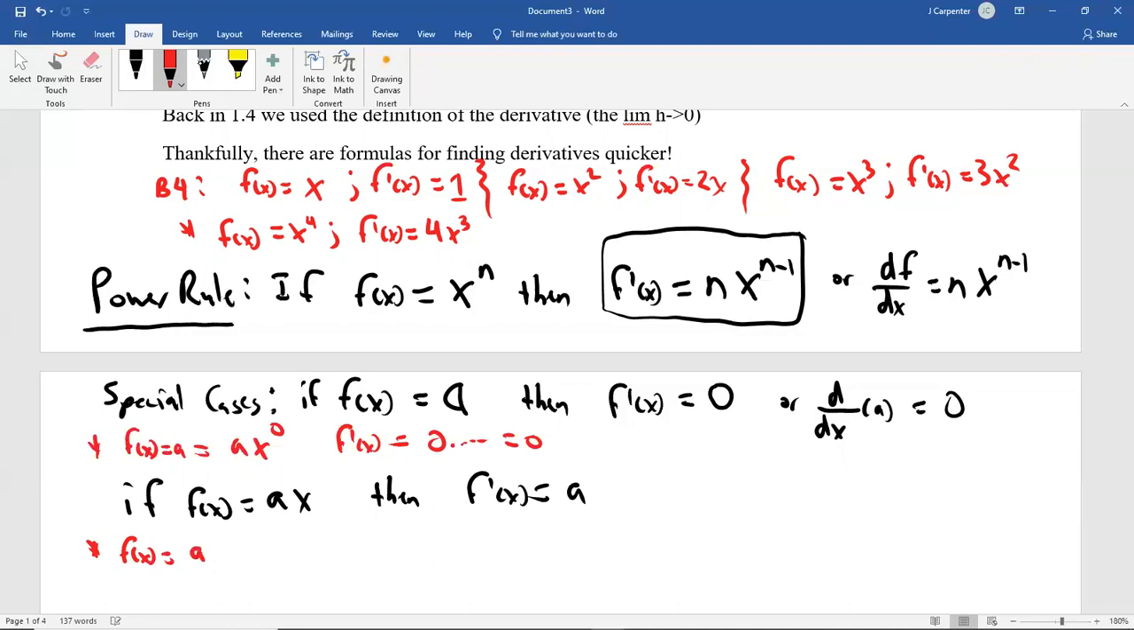If your function is a times x, then f prime of x, there's a little 1 that's implied to be there, so the 1 goes in front, times the a. Now, I'm not explaining why you can leave the a there yet, just go with it for a minute. Then you're going to drop the exponent by 1, so that's x to the 0, and x to the 0 is 1, so that's 1 times a, which is what? Which is a.